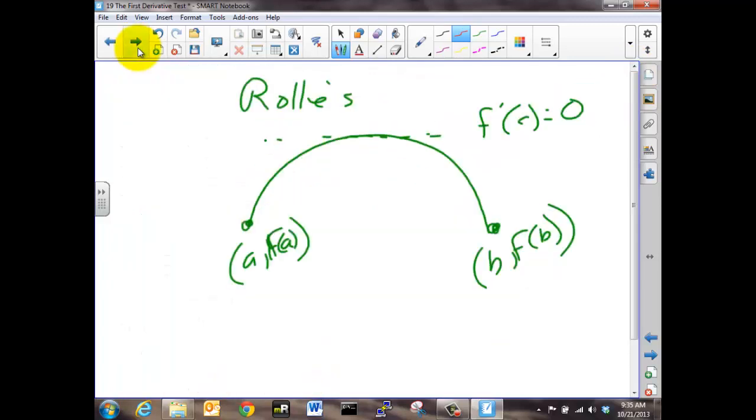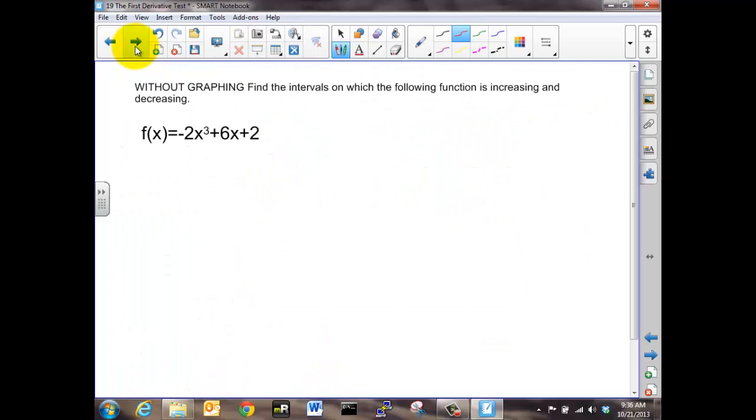So I want us to go over to this next picture here without graphing. Without graphing, find the intervals on which this function is increasing and decreasing. Okay? Now you're kind of coming up with your own set of rules here based on what we just did. What's the first thing we need to do in order to figure this out? Find the derivative, set it equal to 0. So the first thing we're going to do is find f prime, set it equal to 0, and solve it out, okay? You're smart people. You can do that.